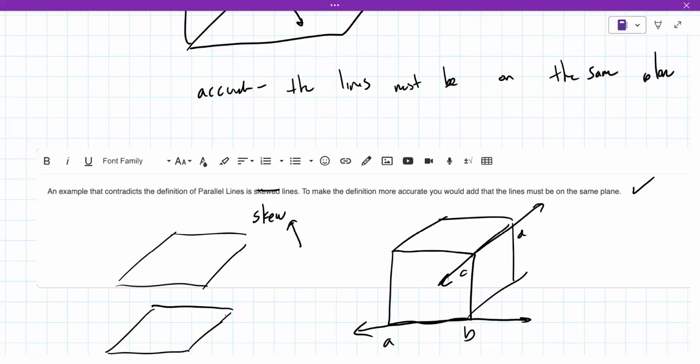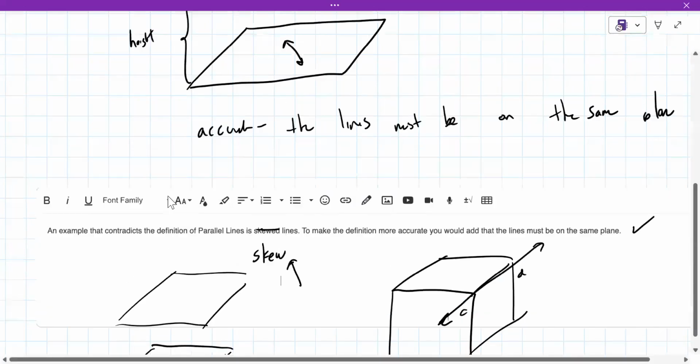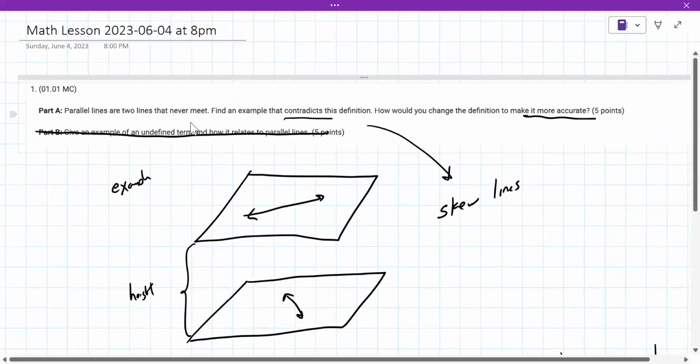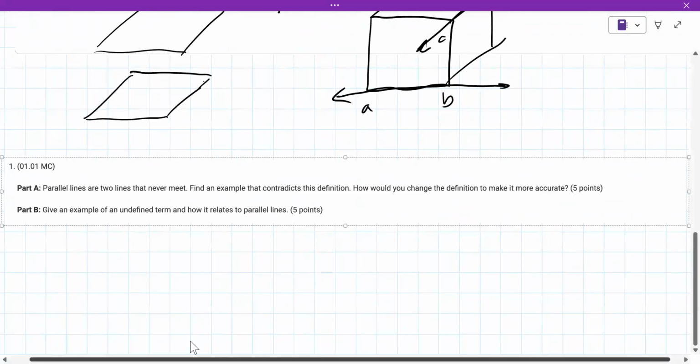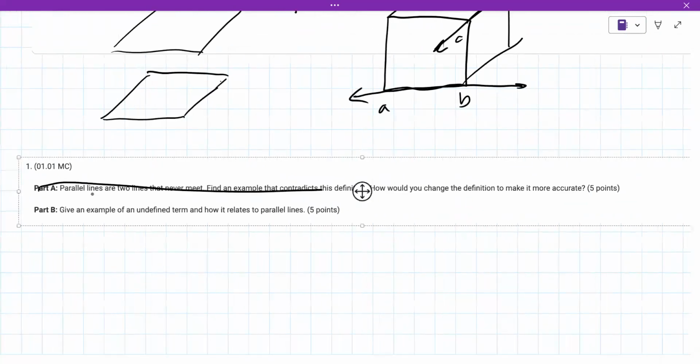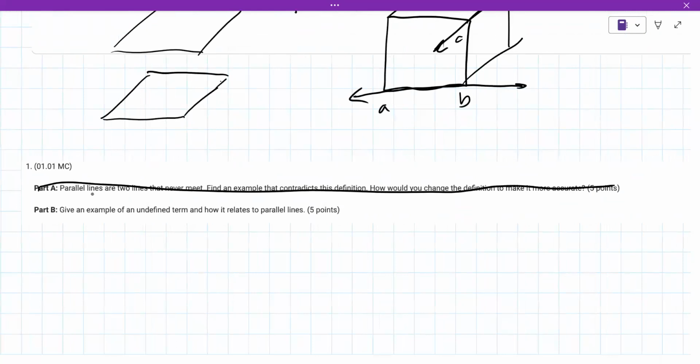I think I'll edit it a little bit later. Let me know if you want to move on to part B. Yeah, we can move on to part B. Okay, all right. So give an example of an undefined term and how it relates to parallel lines.